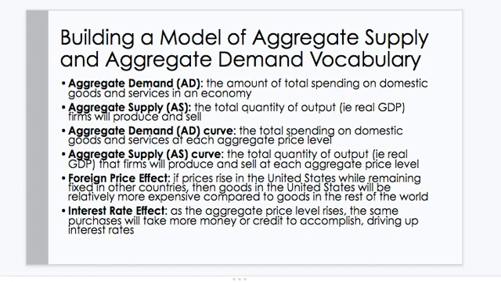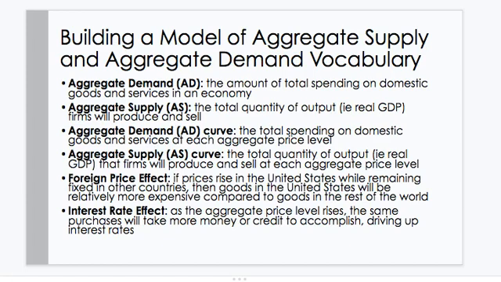Aggregate demand, AD, the amount of total spending on domestic goods and services in an economy. Aggregate supply, AS, the total quantity of output, i.e. real GDP, firms will produce and sell. AD curve, the total spending on domestic goods and services at each aggregate price level. AS curve, the total amount of output, i.e. real GDP, that firms will produce and sell at each aggregate price level.